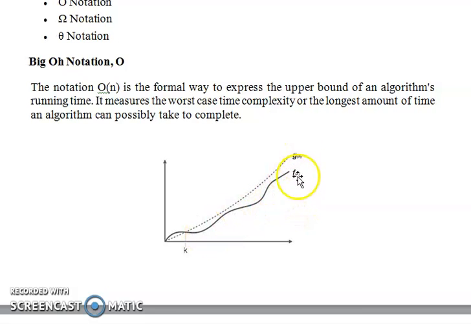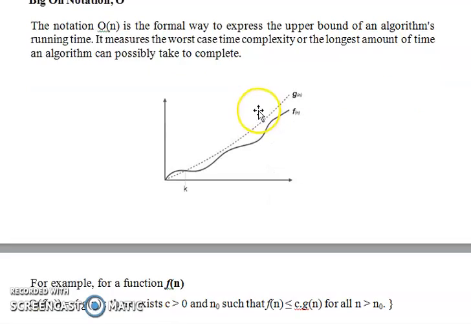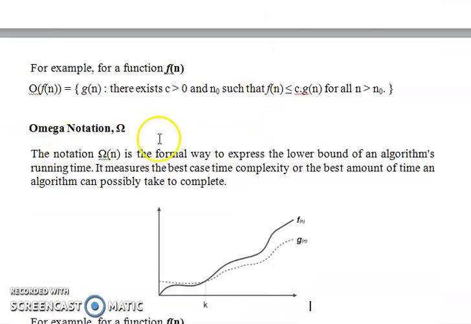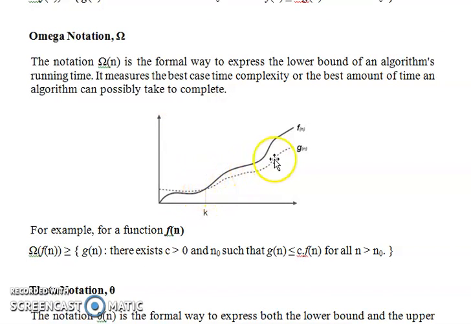So when g(x) is multiplied by a constant, its plotting will be over this f(x) for all values of n greater than k. That is the meaning. So this represents the upper bound. g(x) represents the upper bound in big O notation. When it comes to the omega notation, g(x) represents the lower bound for certain values of n.